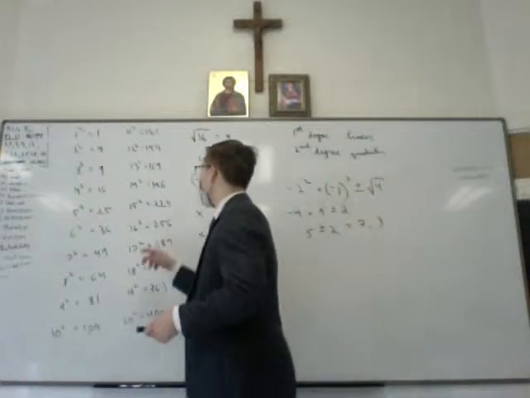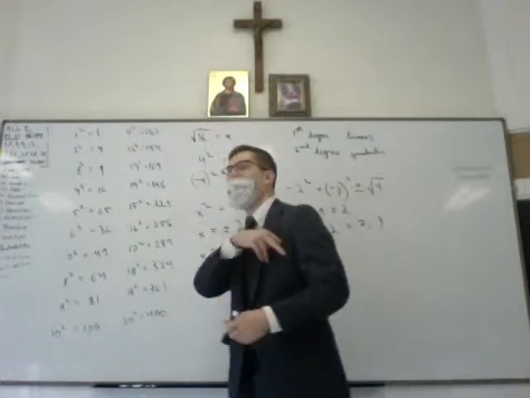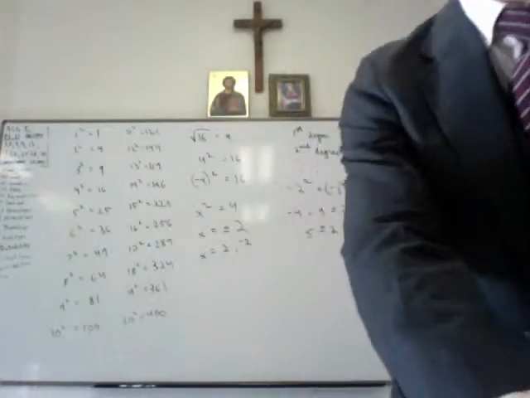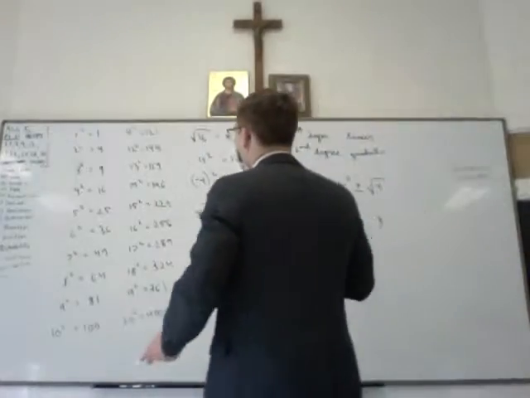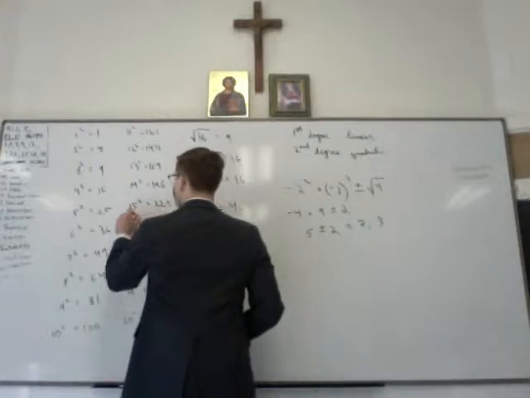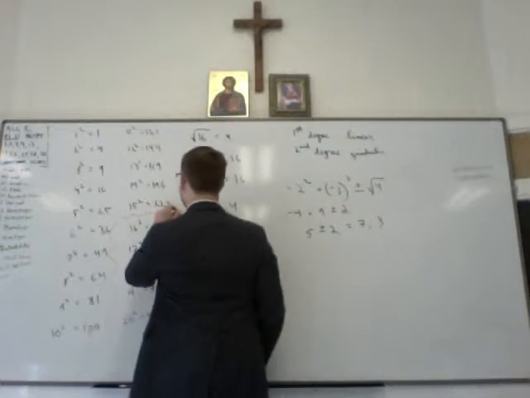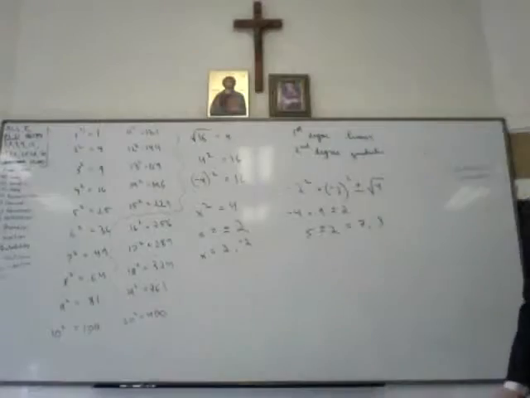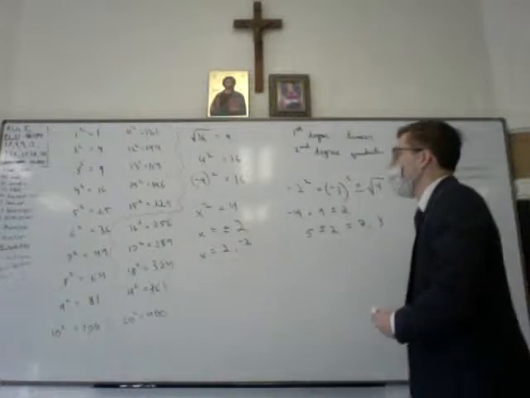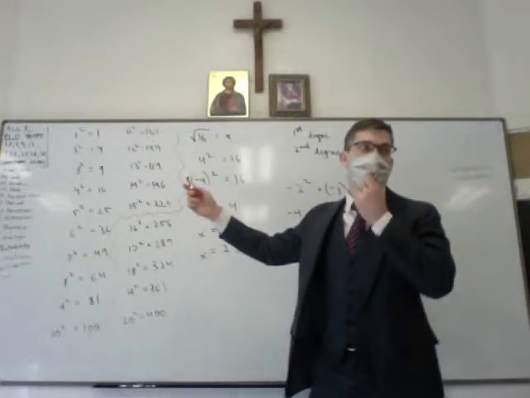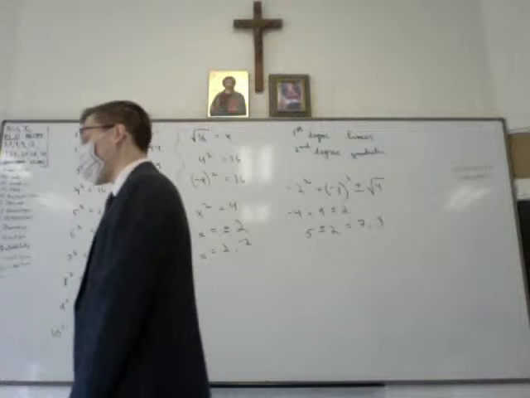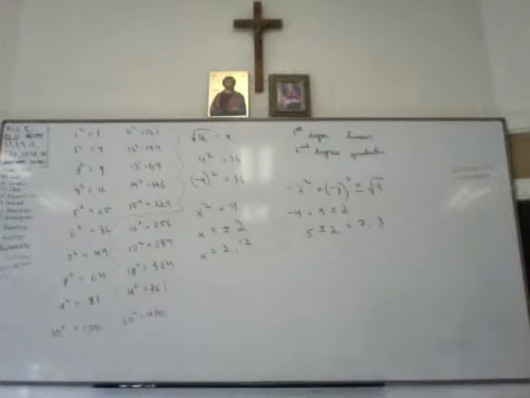Now you don't need to know all these off the top of your head, but you should know up to 15. Perfect squares up to 15 are good to know. I know up to 12. Okay, so then you've got 3 to learn. Learn up to 15. 13 squared is 169. 14 squared is 196. And 15 squared is 225.